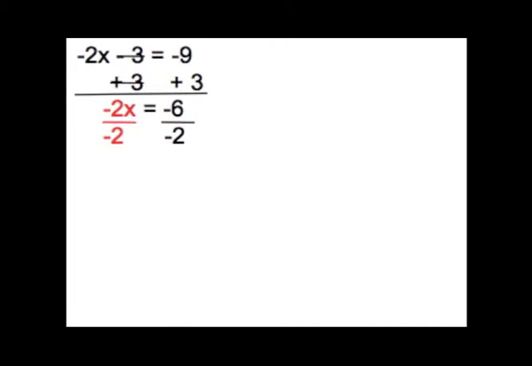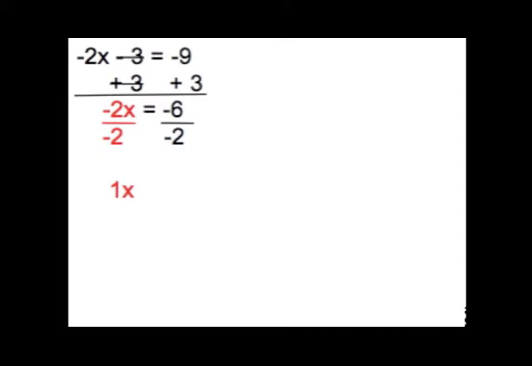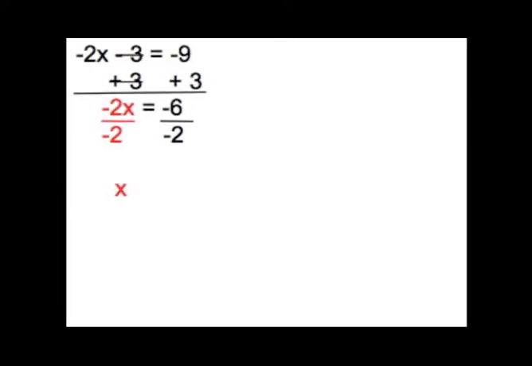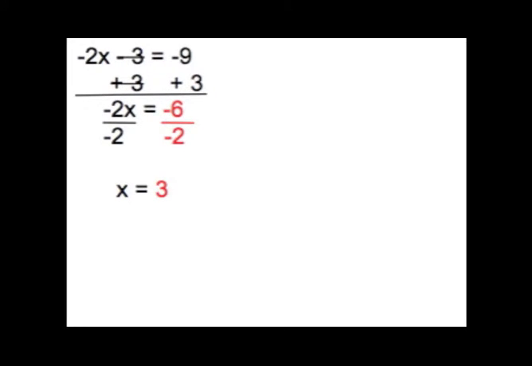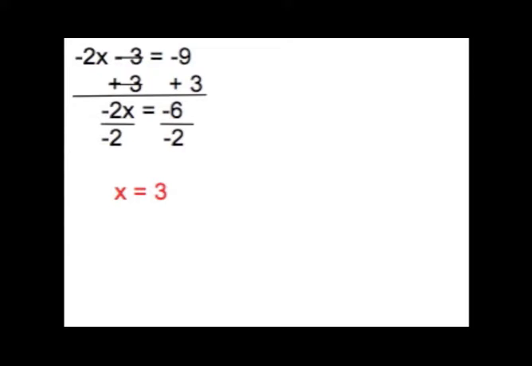Let's simplify the left side of the equation. -2 divided by -2 is 1, so we are left with 1x, and we know that 1x is x. Looking to the right side of the equation, -6 divided by -2 equals 3. So we have successfully isolated our variable and determined that x equals 3.